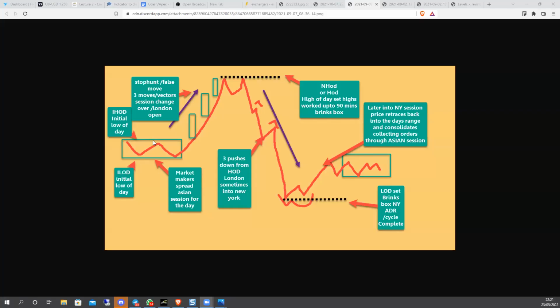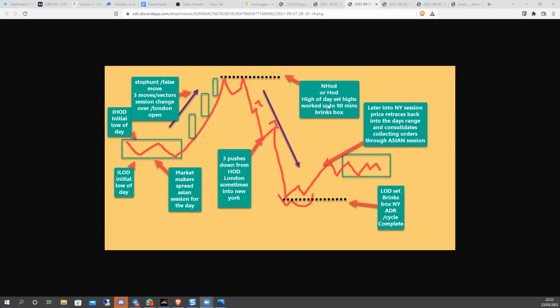So this was another flashcard I just wanted to go over. So we have Asia here. The market makers spread is the Asian session for the day. And then we have the initial low of the day, initial high of the day. And then we had our stop hunt in the wrong direction, which was a false move. A session changeover, London Open. We had 3 vector candles pushing up aggressively, trying to trap traders and induce them in the wrong direction.